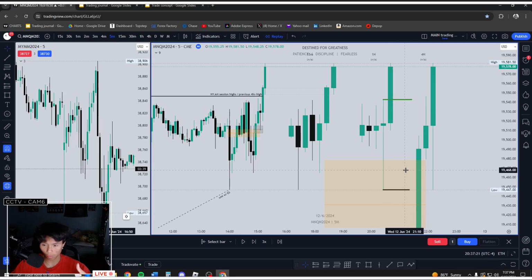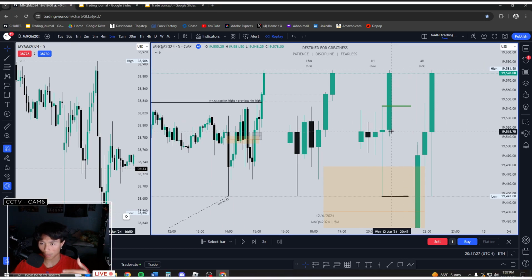We tapped into a 4-hour fair value gap. We create this really bullish 1-hour candle. So I'm anticipating the next hourly candle to be an open, low, high, and then close. That's basically what I'm anticipating for the next candle to be like.